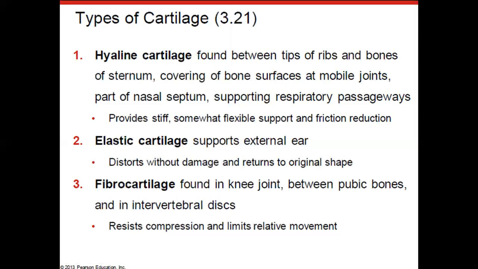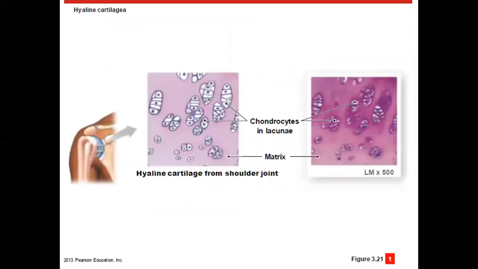And then fibrocartilage is found in some of the knee joint, between the pubic bones, in your pelvis, and then between the vertebrae. So if you've ever heard of somebody saying, I slipped a disc in my back, that's an intervertebral, between the vertebrae, disc. That disc is a disc of fibrocartilage, and that resists compression and limits the movement that you can do with your spine. So here's hyaline cartilage.